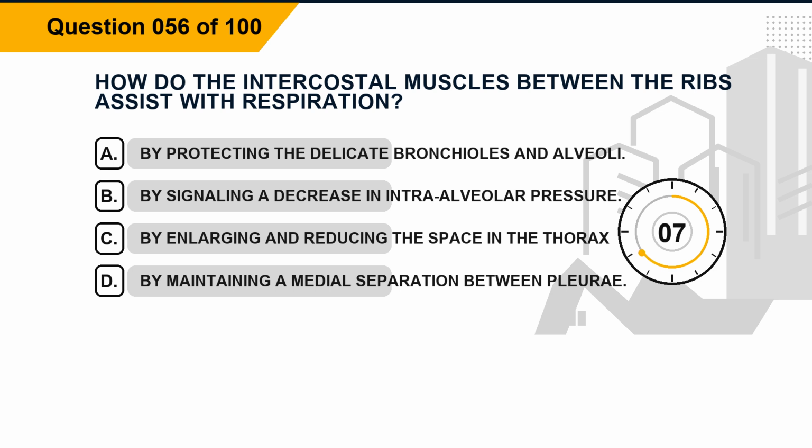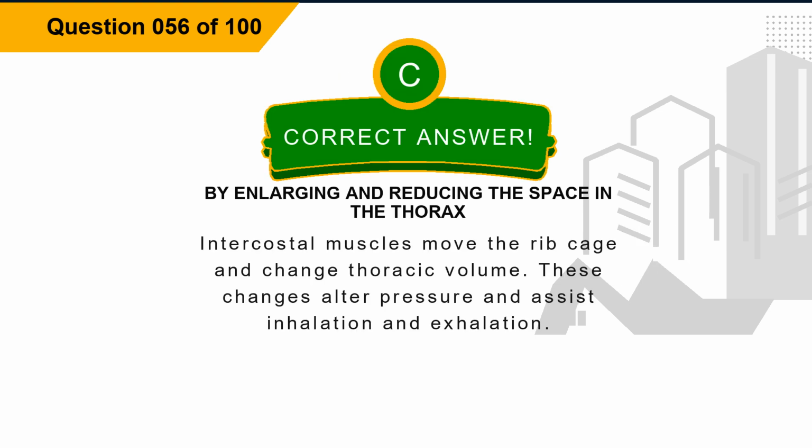Option C, by enlarging and reducing the space in the thorax. Option D, by maintaining a medial separation between pleurae. The correct answer is option C, by enlarging and reducing the space in the thorax. Explanation: intercostal muscles move the rib cage and change thoracic volume. These changes alter pressure and assist inhalation and exhalation.